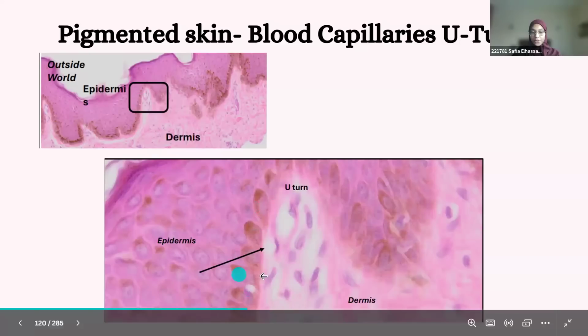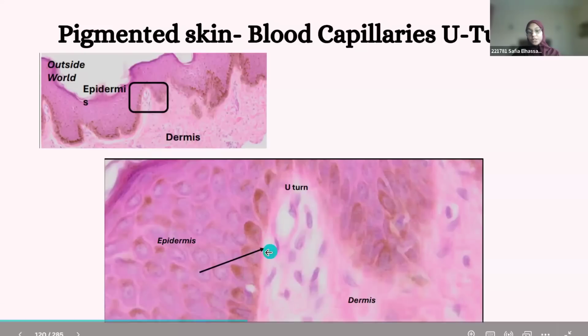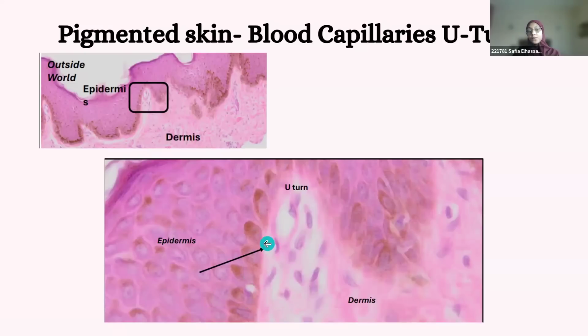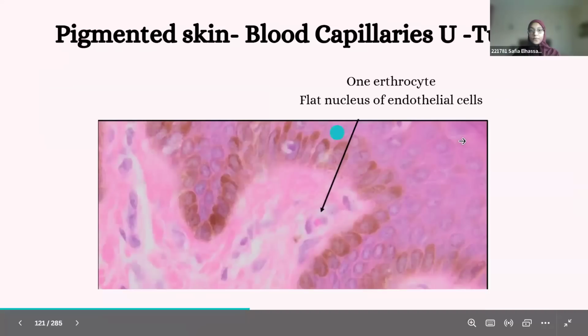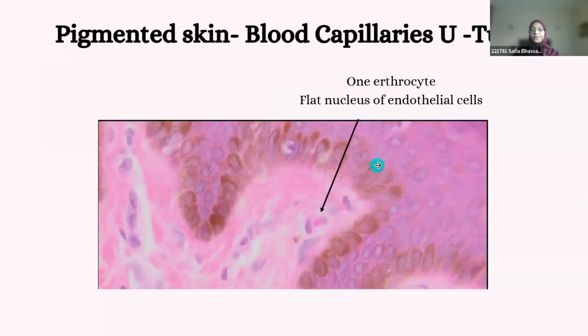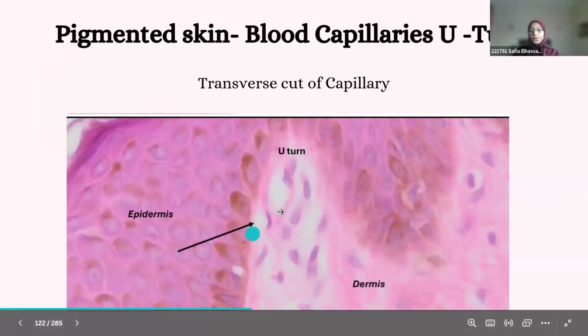So this right here is just the transverse section of a capillary, and you can see how it's very small, and it just has that endothelial cell, which you can tell by that flat nucleus. So here is another transverse section of a capillary, the flat nucleus of the endothelial cell, and you can see that there's one erythrocyte or one RBC located inside. So this is the same as before, just the transverse cut of the capillary with the flat nucleus of the endothelium.